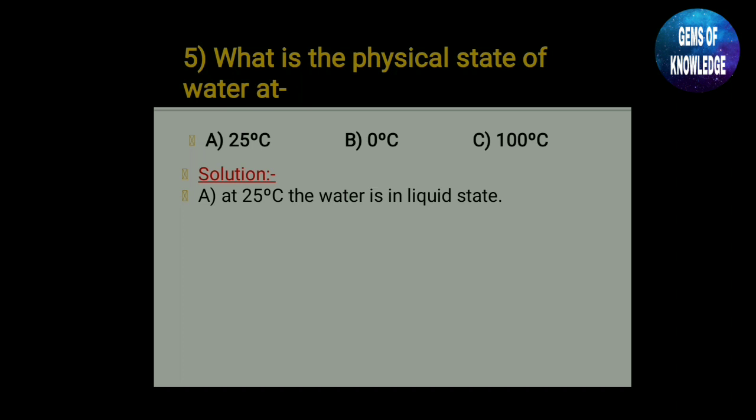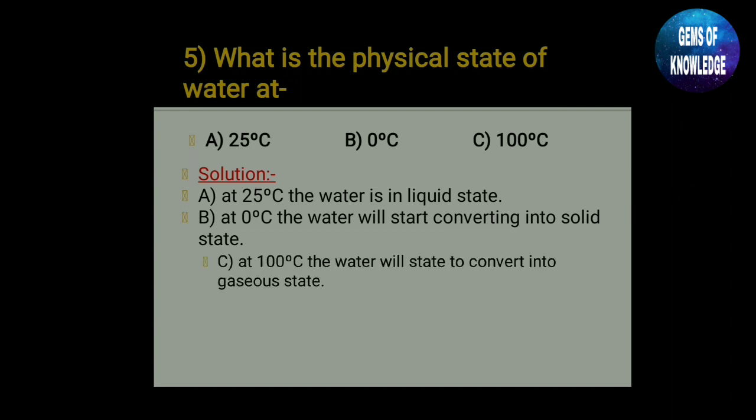Then B1, at 0 degrees Celsius, the water will start converting to solid state. So this is the point where the water slowly will convert into the solid state. You can write it as liquid state also, and you can write it as solid state also, because this is a transition state between solid as well as liquid. So you can mention solid state as well as liquid state.